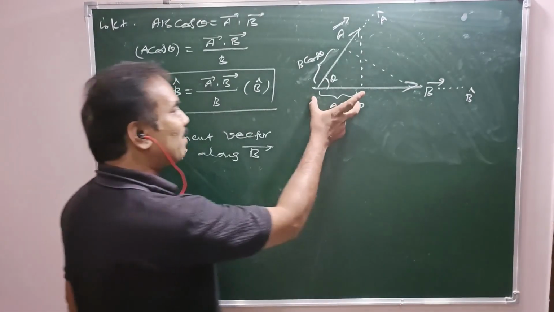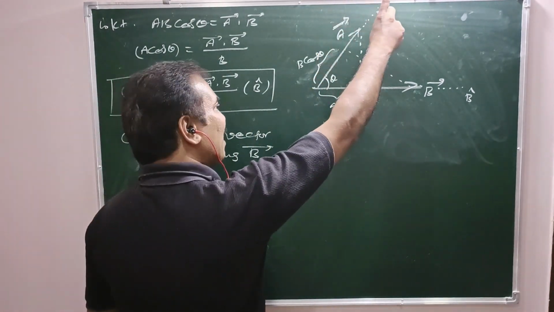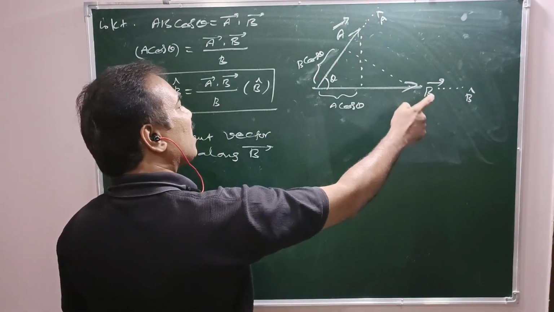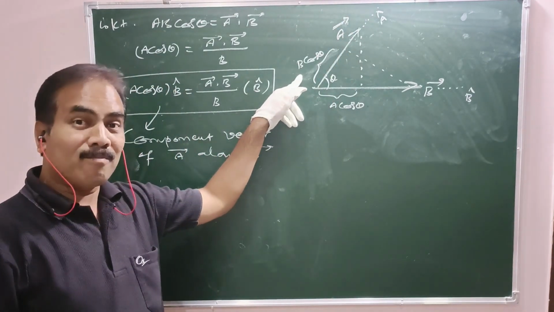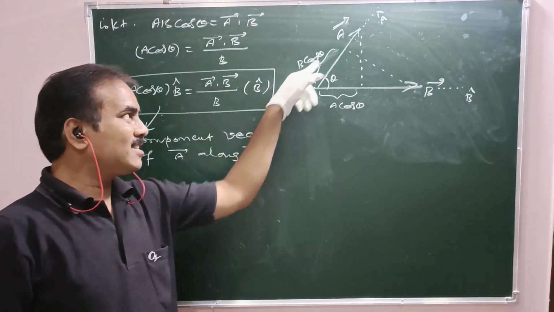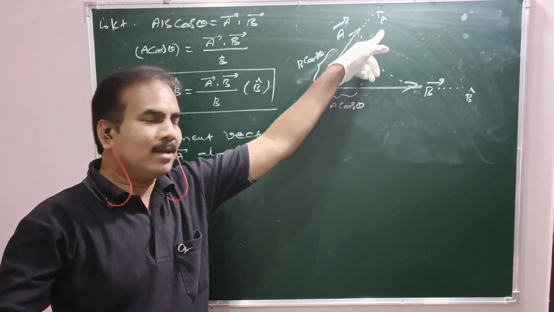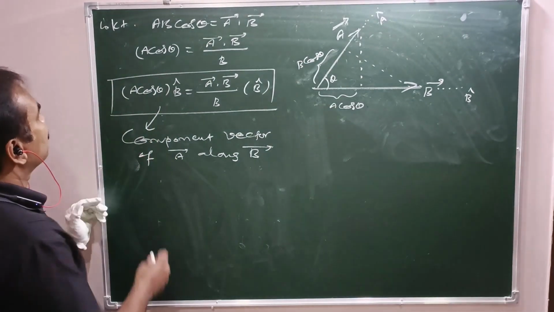So A cos theta multiplied by A cap. Similarly, B cos theta multiplied by A cap is nothing but a component vector of B bar along A bar. B cos theta alone is the component, not the component vector, of B bar along A bar. B cos theta into A cap is the component vector of B bar along A bar.